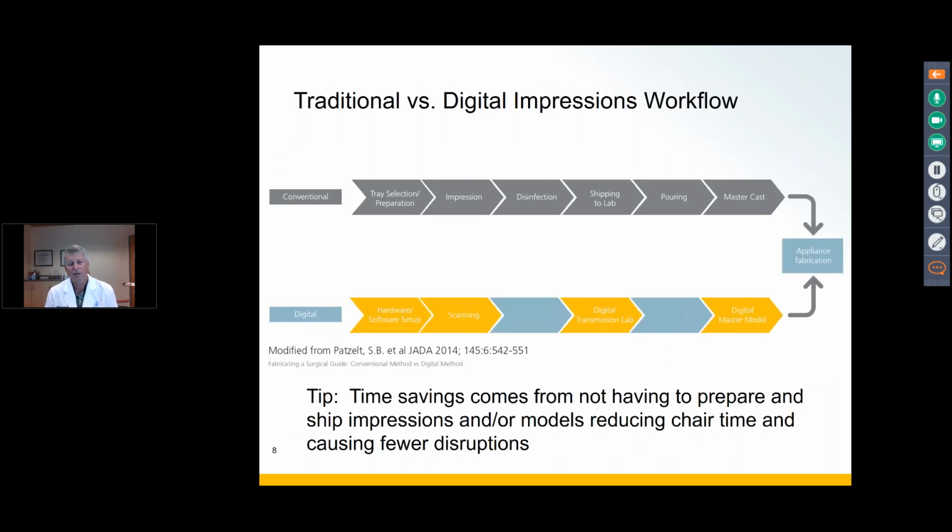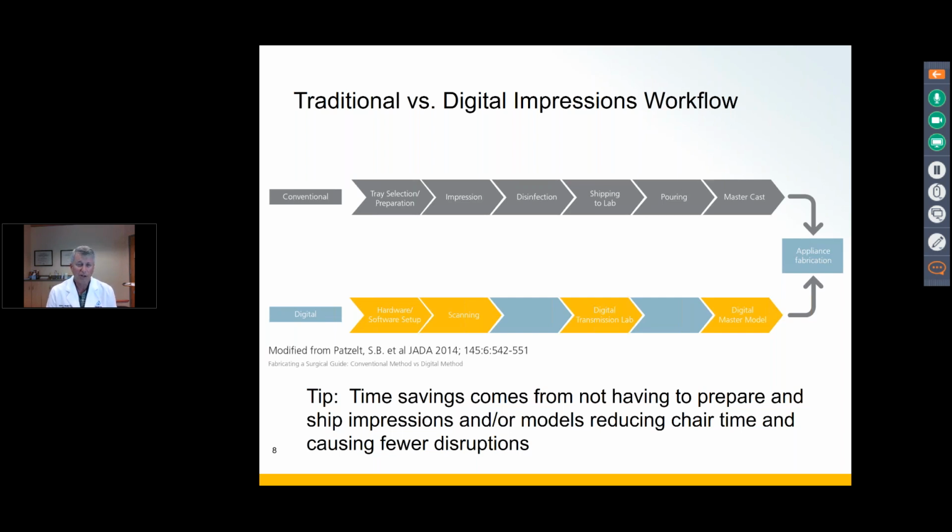Take a look at this workflow. This compares now the traditional across the top in gray to a digital impression workflow, and you'll see where the steps are omitted now with the digital impression and where it saves you time. Working across the top on the conventional workflow, you would be, of course, doing the tray selection, the impression, disinfection, shipping it to the lab, report, and then you have your master cast. And so those are steps that are sometimes used in a restorative workflow and an orthodontic workflow as well. Only after those steps are done, the appliance can be fabricated.